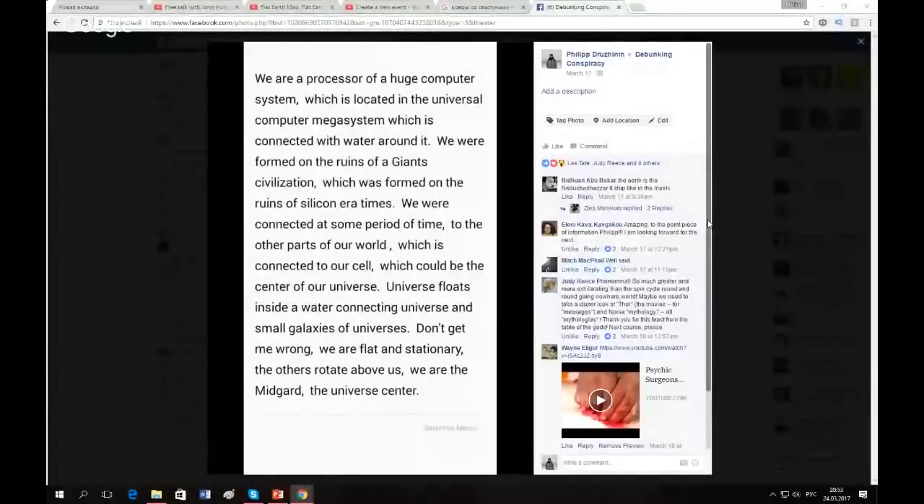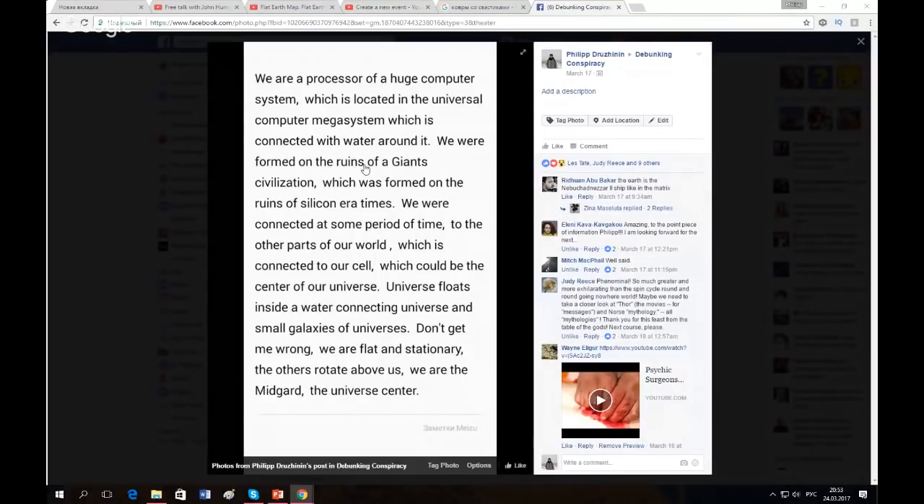So we are a processor of a huge computer system, which is located in the universal computer mega system, which is connected with water around it. So we were formed on the ruins of a giant civilization, which was formed on the ruins of Silicon era times. We were connected at some period of time to the other parts of our world, which is connected to our cell, which could be the center of our universe. The universe floats inside a water connecting universe and small galaxies of universes. Don't get me wrong, we are flat and stationary. The others rotate above us. We are the Midgard, the universe center.